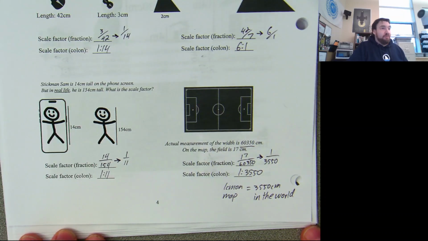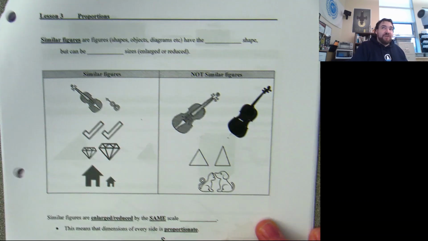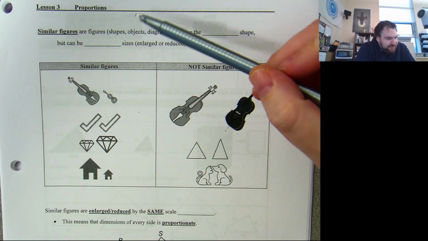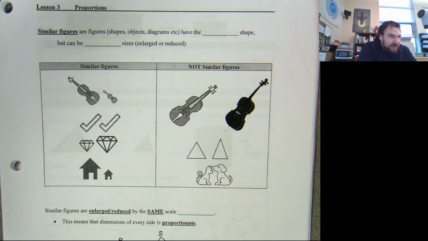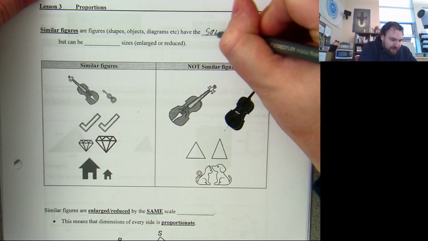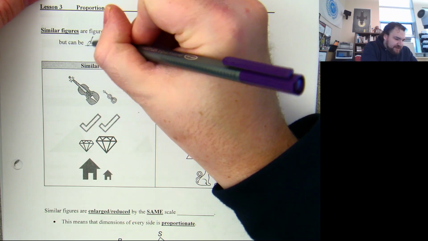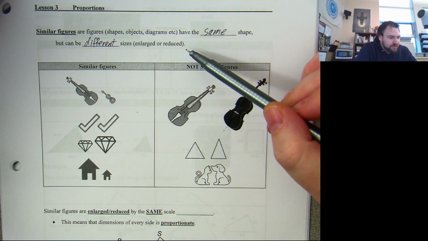Okay, so let's actually start using this, shall we? Flip the page. There we go. So, similar figures, we talked about this a little bit already. Similar figures, shapes, objects, diagrams, etc. have a few things in common. They have to have the same shape. That's the easy part. But they can be different sizes, enlarged or reduced.